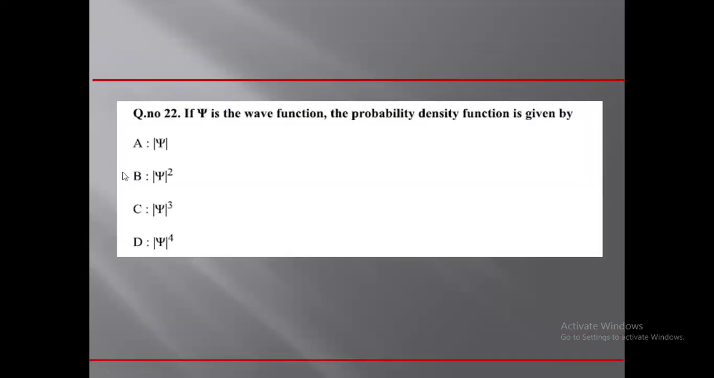Yes. Question number 22. If psi is the wave function, the probability density function is given by mod psi square, mod psi cube, or mod psi to the fourth. So here, as you know, the probability density is psi into psi star. So if the wave function is psi, option number B is correct.